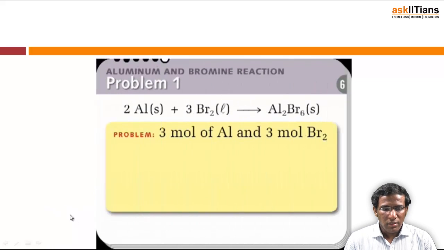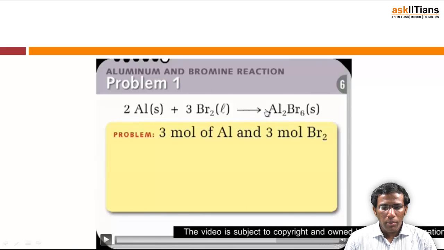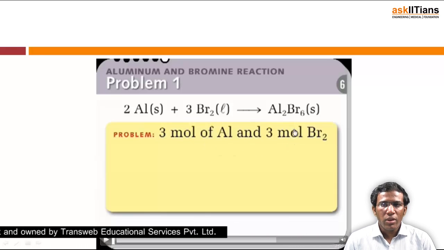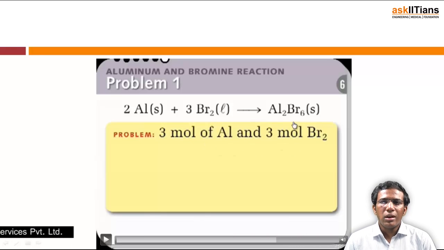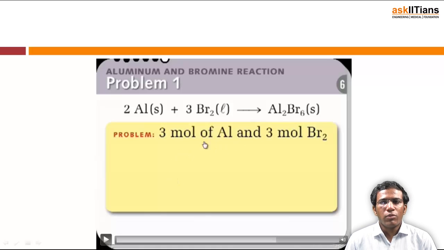So here this is the balanced reaction, and this is the problem: 3 moles of aluminum we are taking and 3 moles of bromine we are taking, and we want to find out which is the limiting reagent. Is it aluminum or is it bromine? That we want to find out. So let's see how this can be solved.